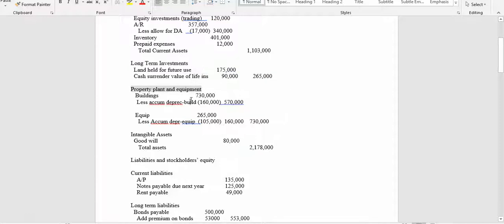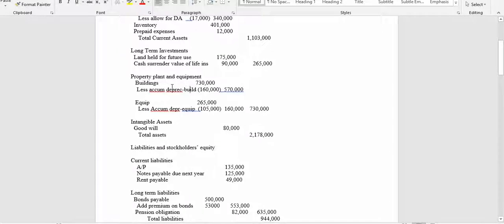Property, plant, and equipment, again, that's going to be stuff that's used in the operations of the organization. So I'm going to actually stop here and do part 2 in a separate video.